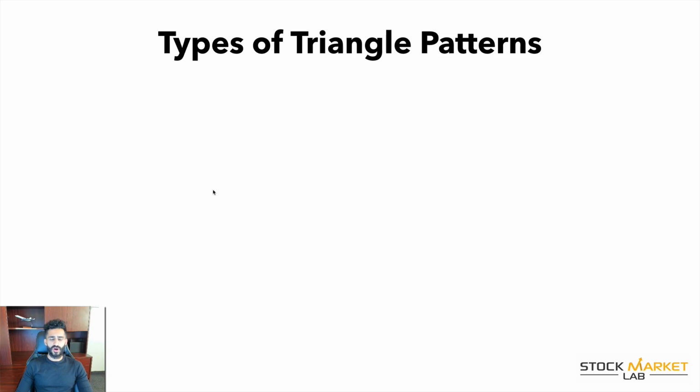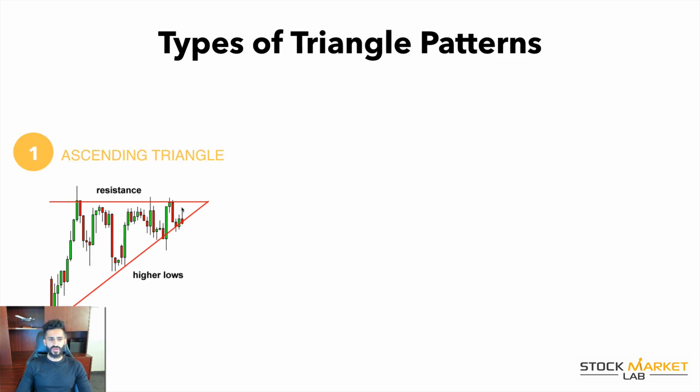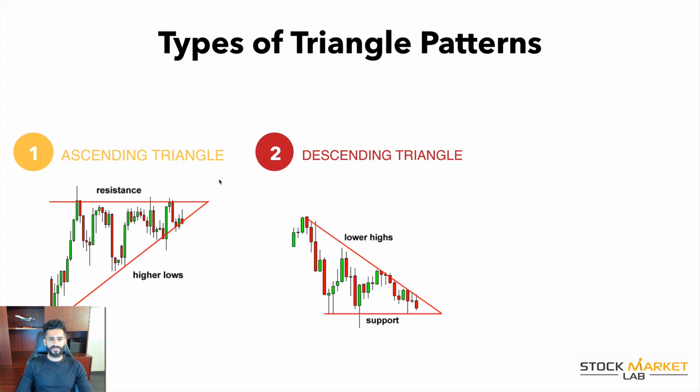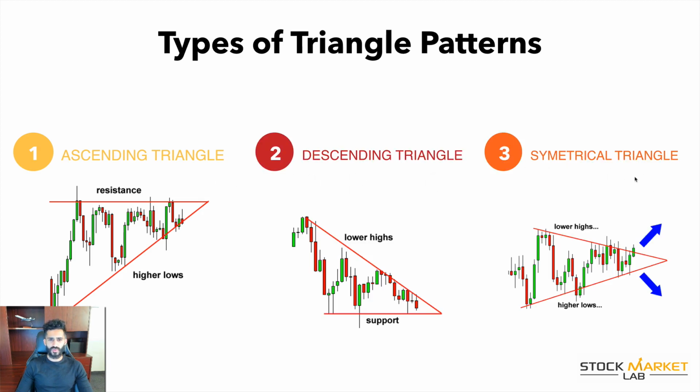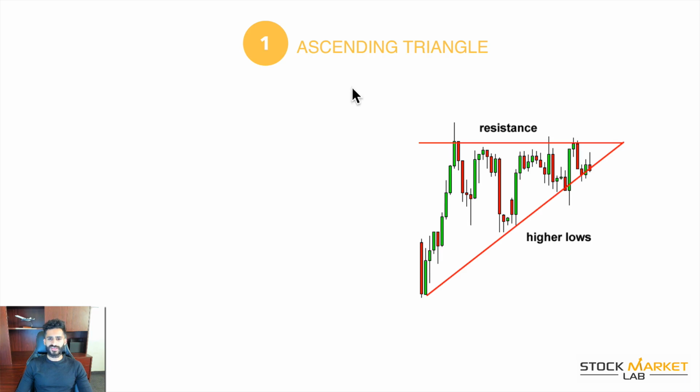Now, there are three types of triangle patterns. We have an ascending triangle, we have a descending triangle, and we have a symmetrical triangle. So once again, we have three types of triangle patterns. Let's go into the ascending triangle. So what is the ascending triangle pattern?